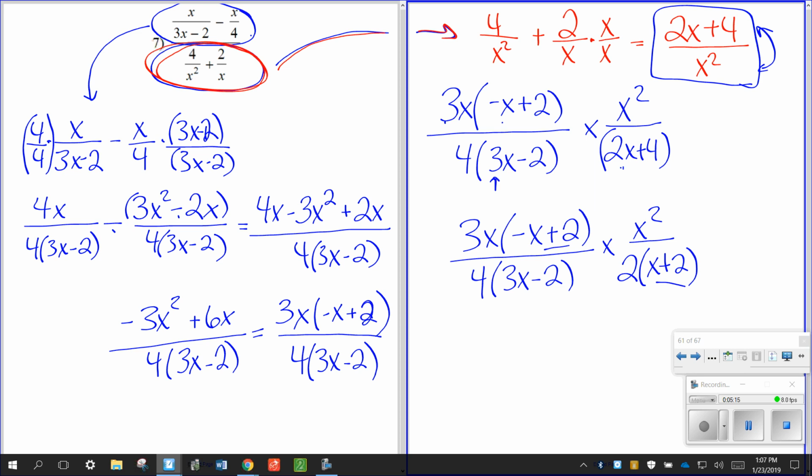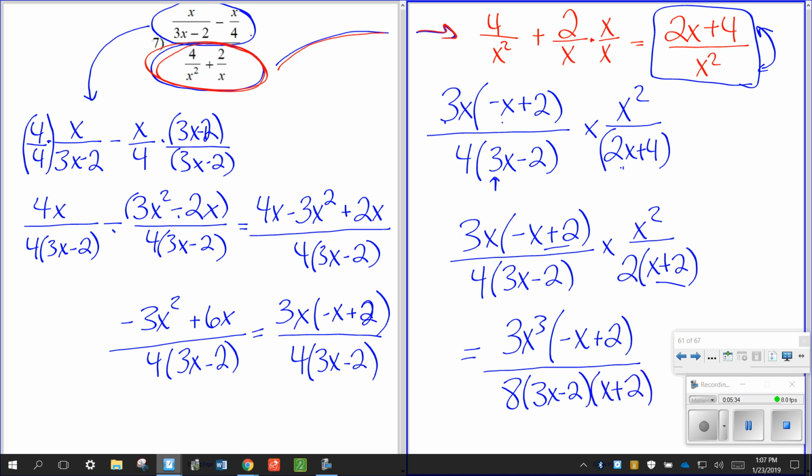But it's fully factored, so I'll go ahead and write my final answer, 3x cubed times negative x plus 2 over 4 times 2 is 8 times 3x minus 2 times x plus 2.